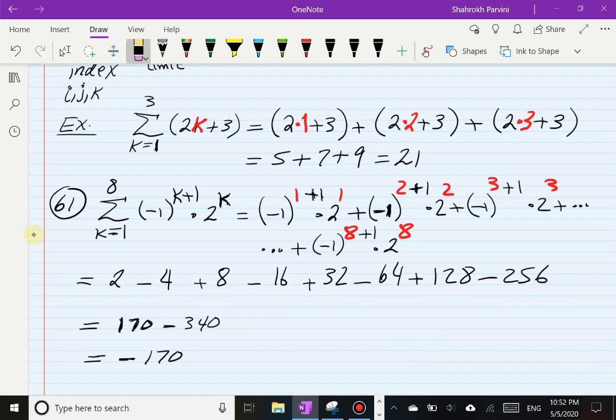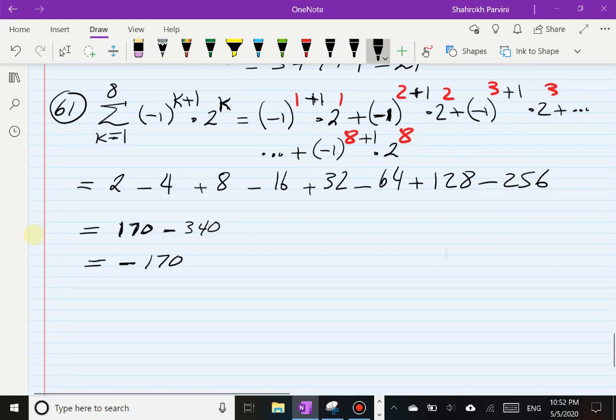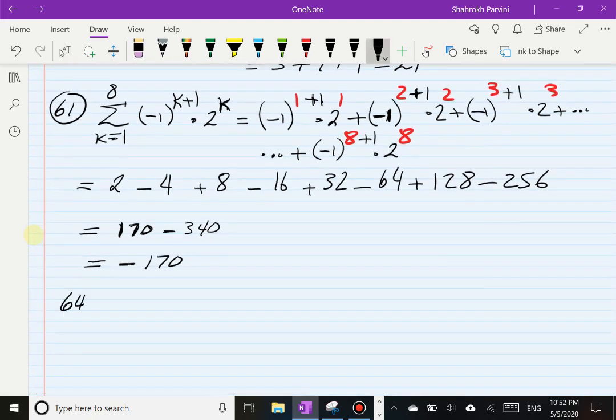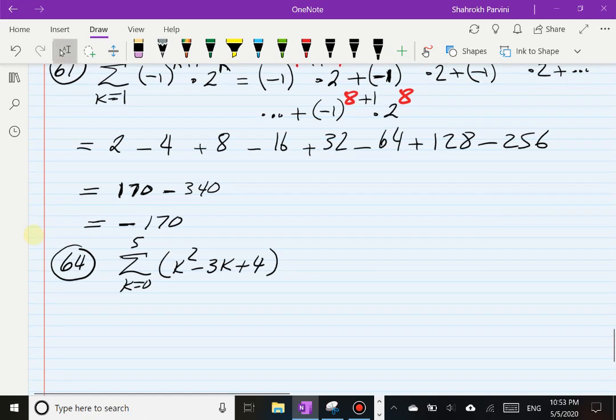Okay. Now let's take a look at number 64. Okay, in number 64, this one, the sum from k equals 0 to 5, the expression in front of k is k squared minus 3k plus 4. Okay, so we're going to begin again with k equal to 0, 1, 2, 3, 4, 5, like that.